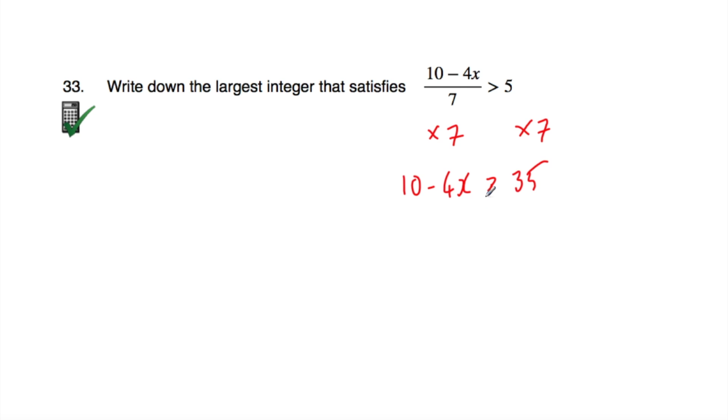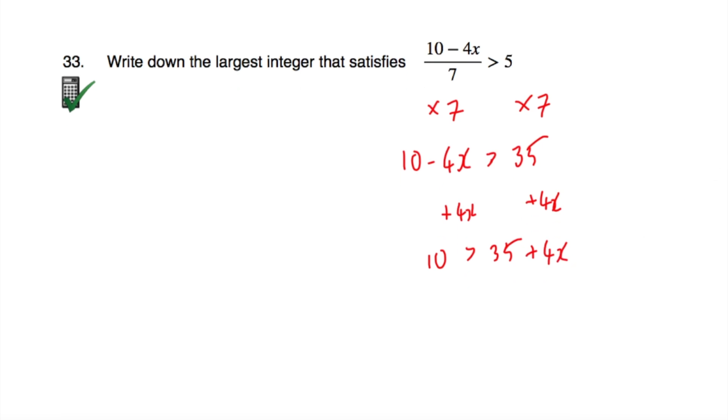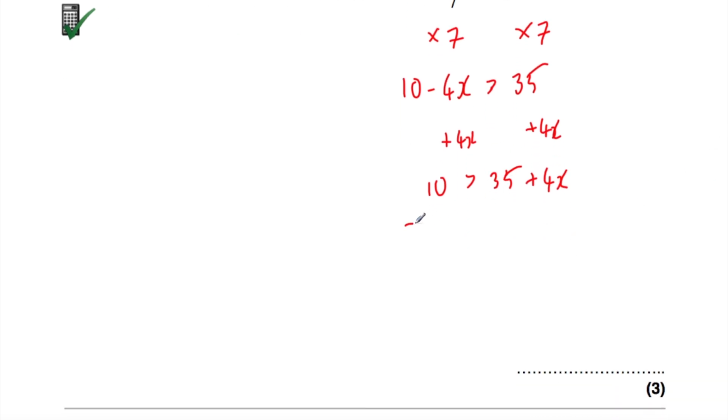Okay, fantastic. Now we want to solve this. I'm going to add 4x's to both sides. On the left hand side, we're adding 4x to get rid of the minus 4x, so we're going to be left with a 10. And that's greater than 35 plus 4x. Now we don't want this 35, so let's take away 35 and take away 35. 10 take away 35 is minus 25. And that's going to be greater than, and then we're going to be left with 4x.